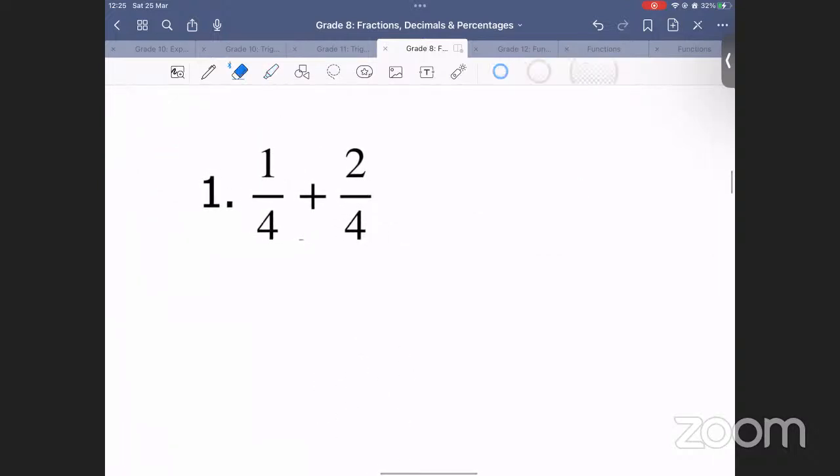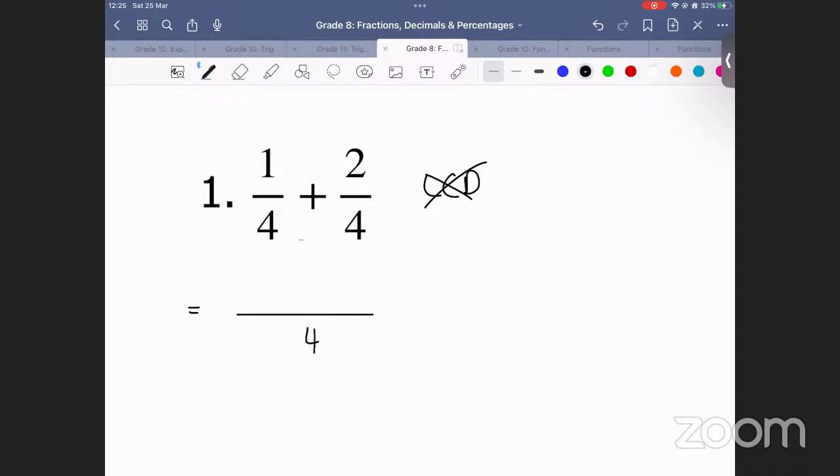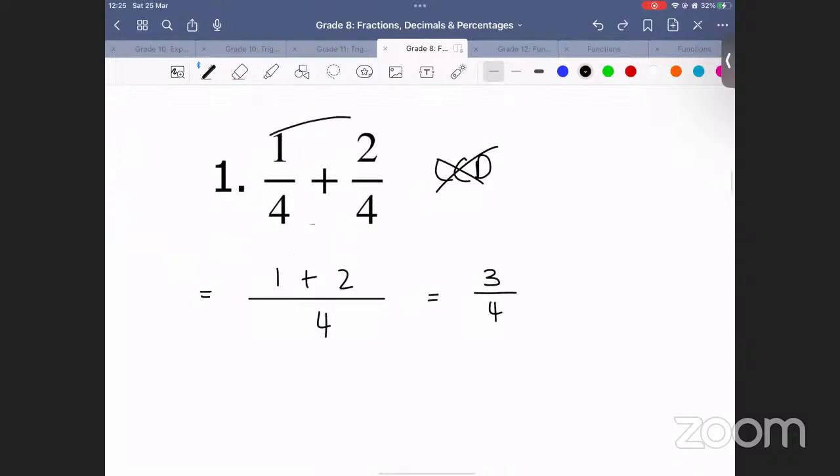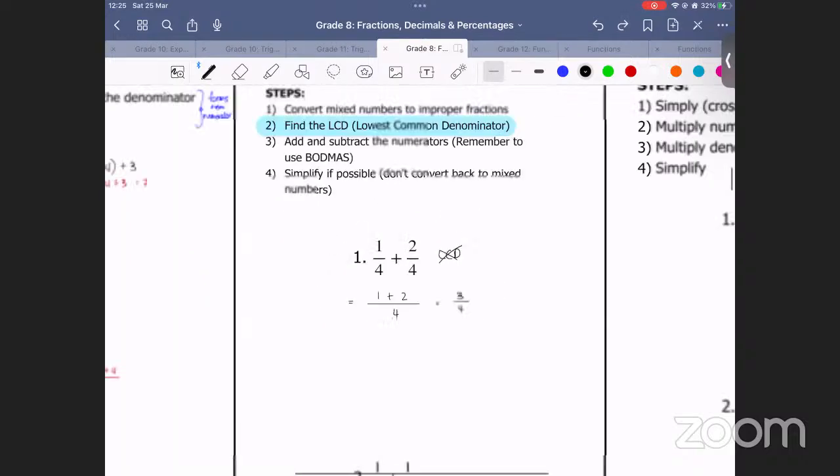Okay, so whenever we have fractions with the same denominator, there's no need to do LCD, lowest common denominator, because the denominators are already the same. So you can write this all under one denominator, and then you just add the numerators. Okay, I hope that makes sense. So you can just write them all under one denominator and add the numerators, and you'll get 3/4.